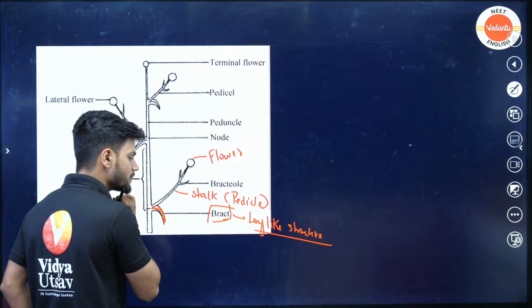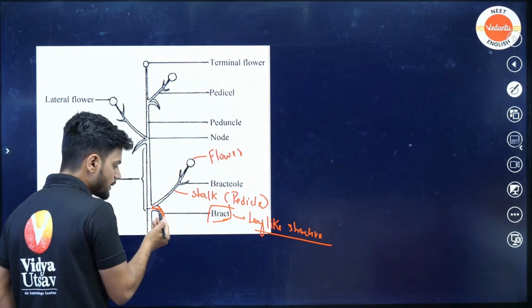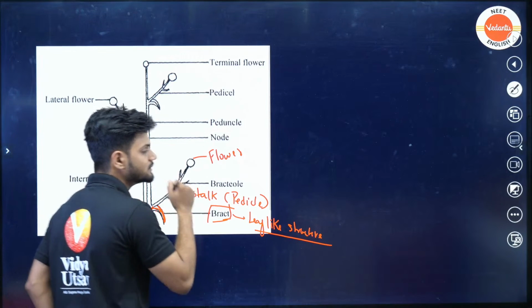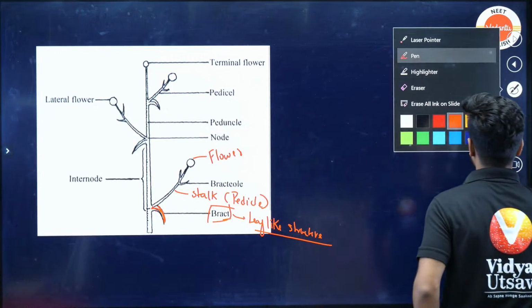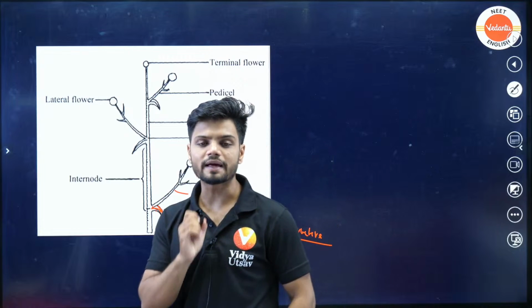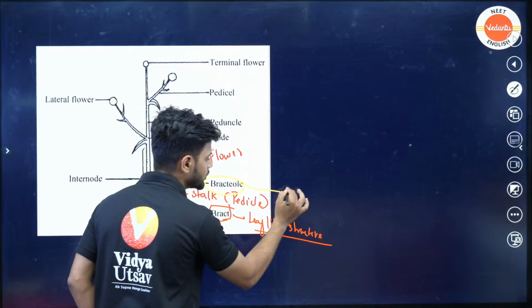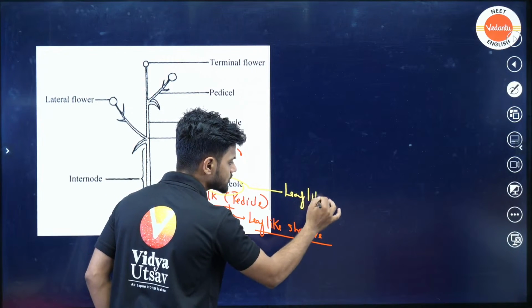Beautiful. Students, you need to remember one more point here: between the bract and the flower, there is one more leaf-like structure called the bracteolate. We have the bracteolate, which is also a leaf-like structure.